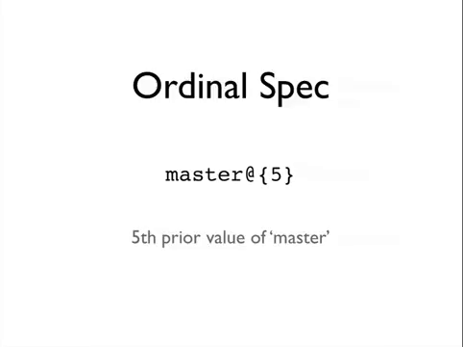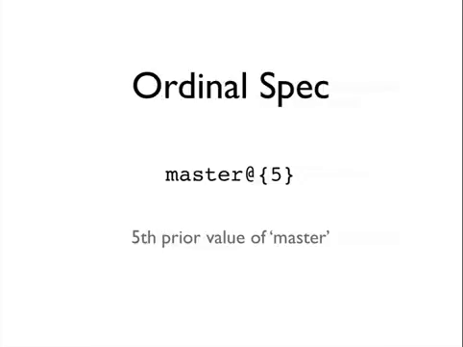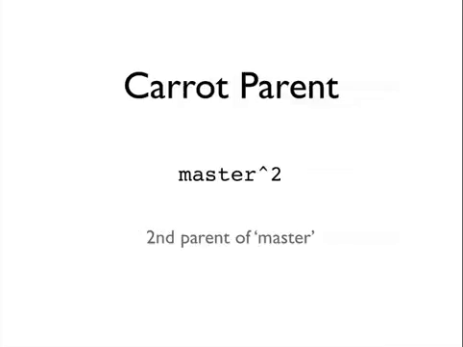In fact, it probably won't be where somebody else's was, whereas the SHA stuff is always going to be identical on different people's computers. Okay, so I'm sorry. The ordinal spec is the 5th prior value of master. So again, this is different on your computer than somebody else's.